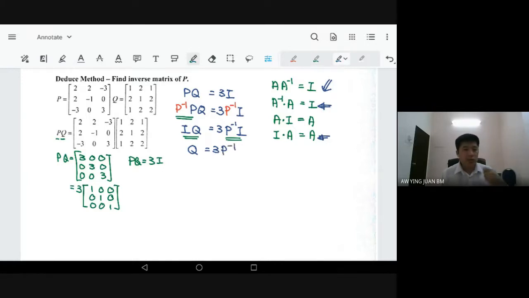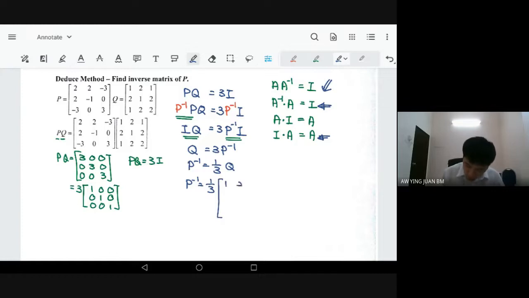The question asks us to find the P inverse. In here, the P inverse equals 1 over 3 multiplied with the matrix Q. That is what we call the deduce method. So kindly substitute the Q into the situation. P inverse equals 1 over 3 matrix Q.